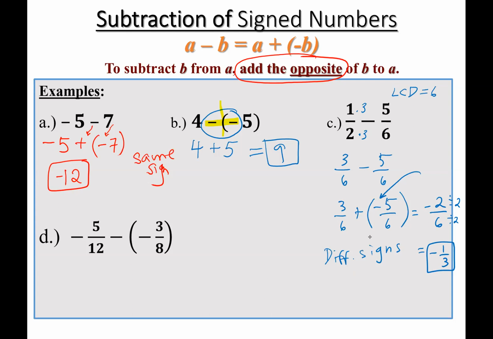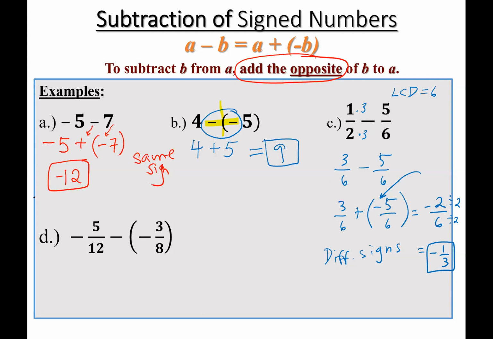So just to recap what we did with that one, 1/2 minus 5/6, we got a common denominator of 6. So the 1/2 became 3/6. 3/6 minus 5/6, we rewrote that, keep, change, change. So 3/6 plus negative 5/6. Then we subtracted, 5 minus 3 is 2 for the numerator. We kept the sign of the bigger number, which is negative. So negative 2/6. And finally, we reduced by dividing by a common factor of 2. And our final answer is negative 1/3.